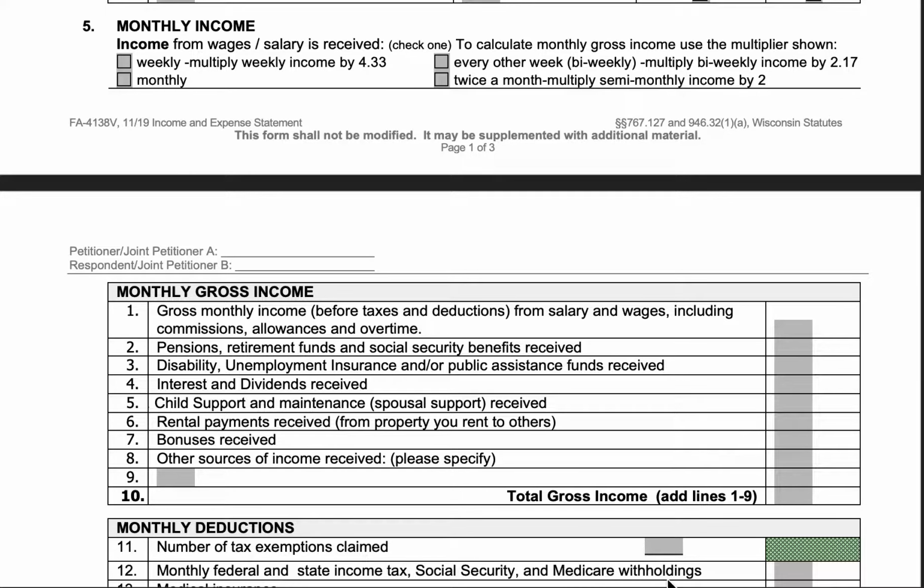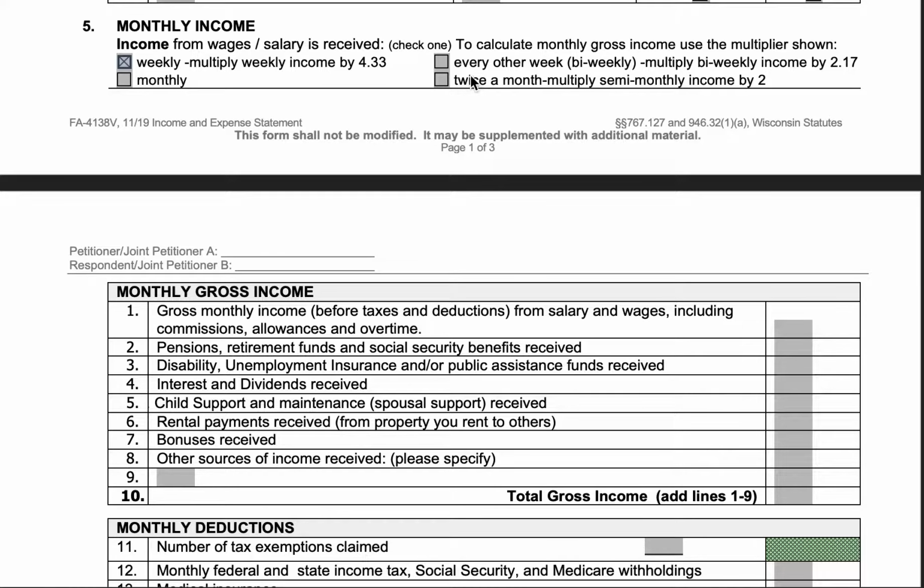So let's get into the monthly income section then. Here you're going to indicate how frequently you get paid. So if you get paid every week, you check this box. If you get paid every other week, so every other Friday or something like that, this box. If you get paid once a month, monthly. And if you get paid twice a month, you're going to put this one.